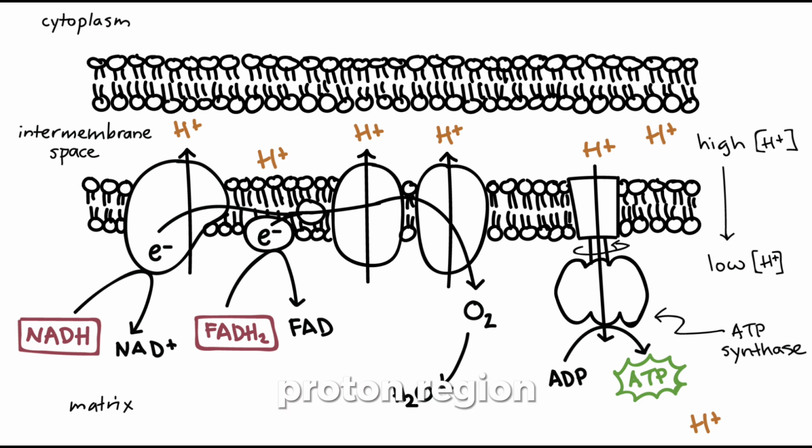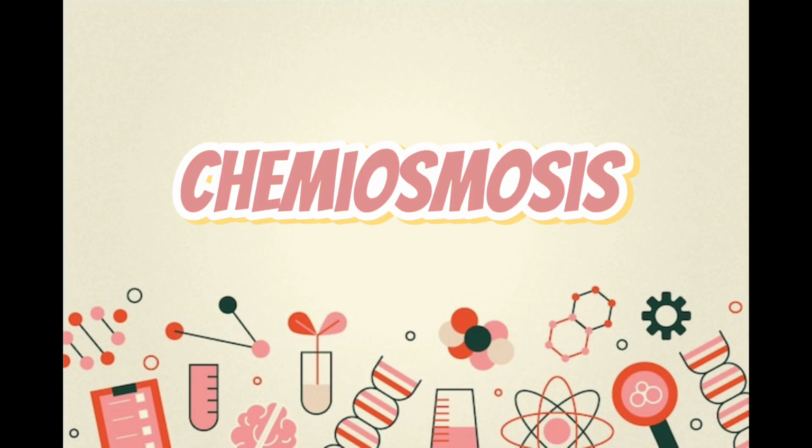The proton gradient drives ATP synthase, which uses the flow of protons back into the matrix to synthesize ATP. This process generates the majority of ATP produced during cellular respiration, which has a total net gain of 36 ATP molecules. And lastly, the last step of cellular respiration, chemiosmosis.